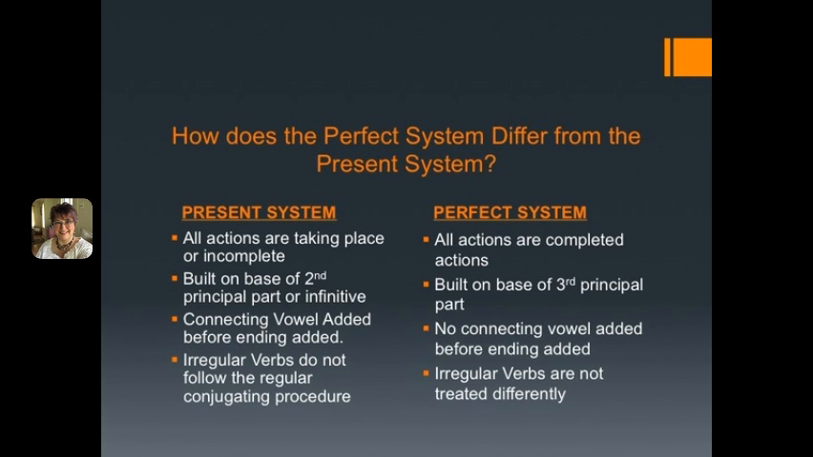When we work with the present system, we have to understand how irregular verbs function differently or are conjugated differently than all other verbs in the present system tenses. But when we work in the perfect system, you'll be pleased to know that irregular verbs are not treated any differently than all other verbs. So when we learn the conjugating procedure for the perfect system, it will apply to every verb, including irregulars.